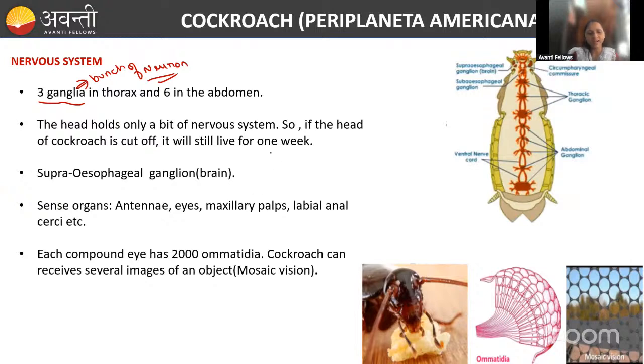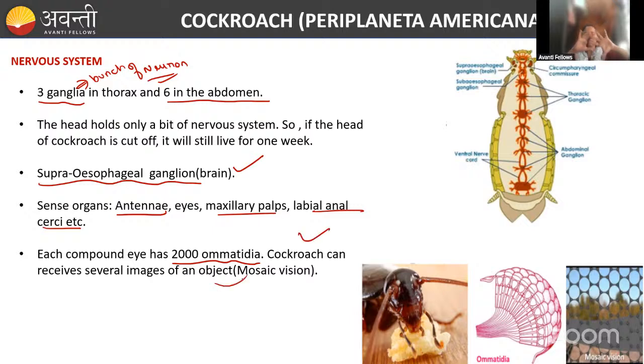Here, just remember that the nervous system mainly consists of the ganglia: 3 in the head, 3 in the thorax, and 6 in the abdomen. The supraesophageal ganglion is acting as a brain, and the sense organs are antennae, eyes, maxillary palps, labial palps, and anal cerci. 2000 ommatidia are present in the compound eye, and the cockroach can receive mosaic vision mainly because of these 2000 ommatidia.